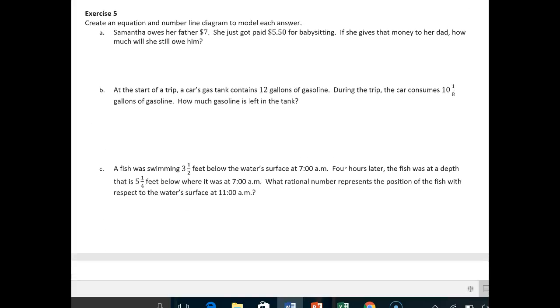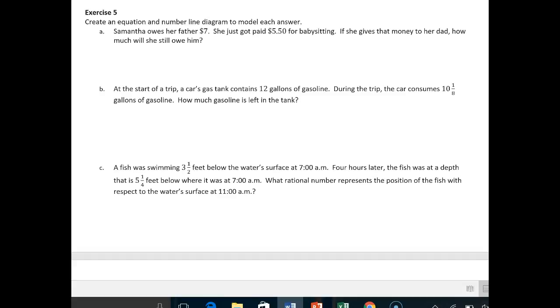So exercise 5, create an equation and a number line diagram to model each answer. So Samantha owes her father $7. Owing money is negative, so negative 7. She just got paid $5.50 for babysitting. If she gives that money to her dad, how much will she still owe him? So we'll say she just got paid $5.50 and she's going to give that money back to her dad. So here we have the DSSL problem of negative 7 plus $5.50.